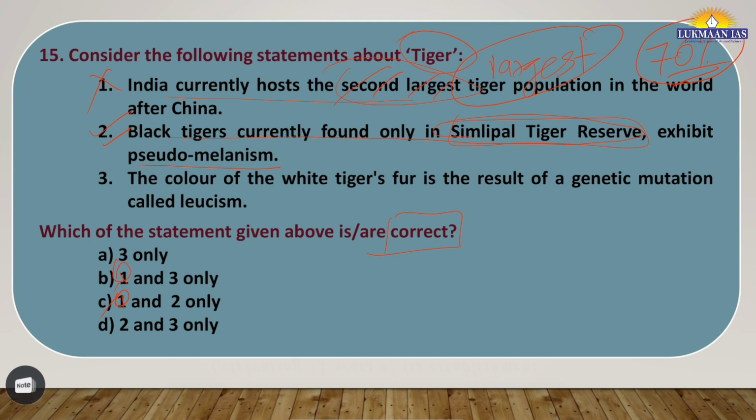Now, the color of white tiger fur is a result of a genetic mutation called leucism. In leucism, there is some kind of loss of pigmentation. Remember this, this is a unique kind of genetic mutation. You must have seen a white tiger in a zoo somewhere, but that is a unique genetic mutation that happened to it. This is not the original color, of course. So we can say this is a correct statement. 2 and 3 is the correct answer here.